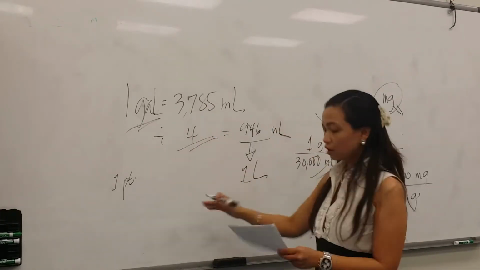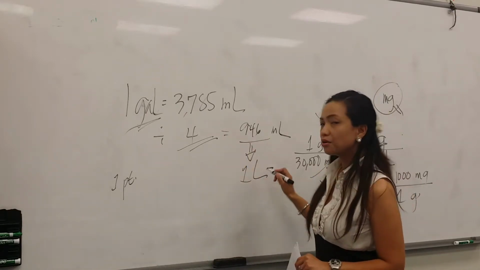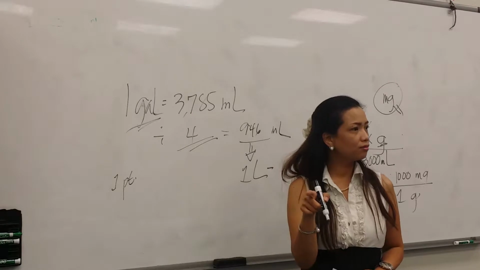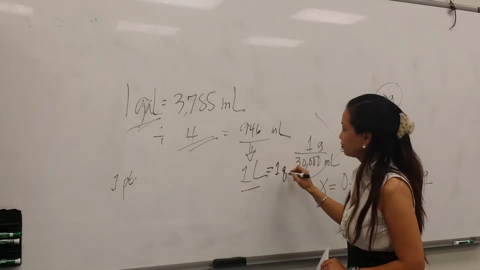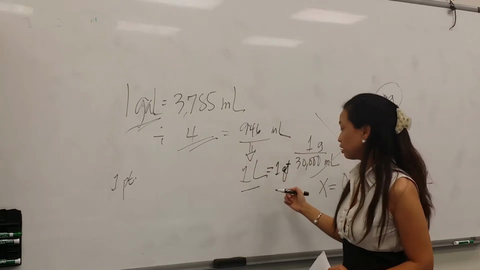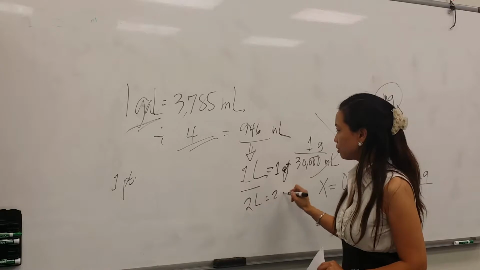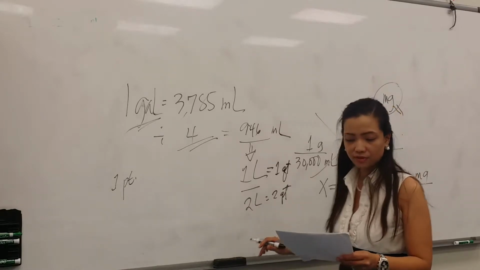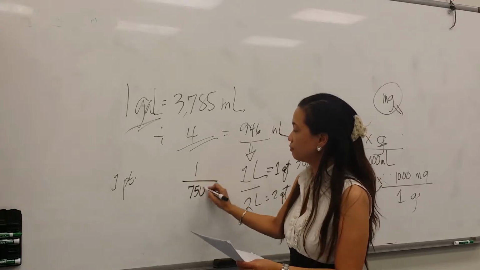So, going back to the problem, you need 2 quarts. So, in your cheat sheet, 1 liter is 1 quart, you said? So, it will be how many liters? 2 liters is 2 quarts. That was a given, right? So you have a 1:750.